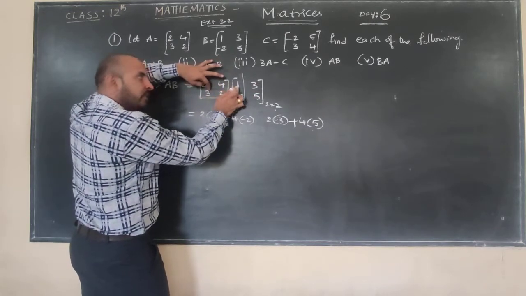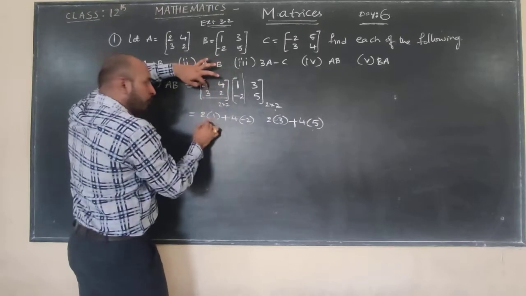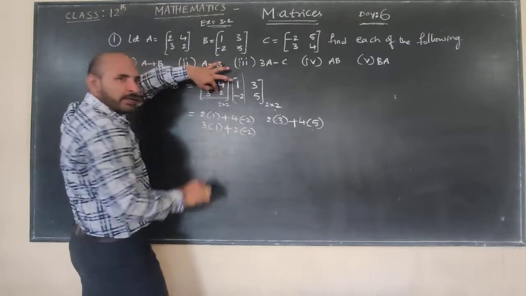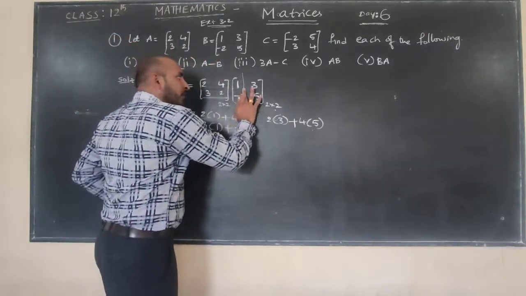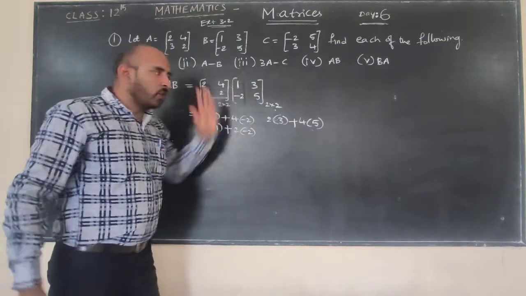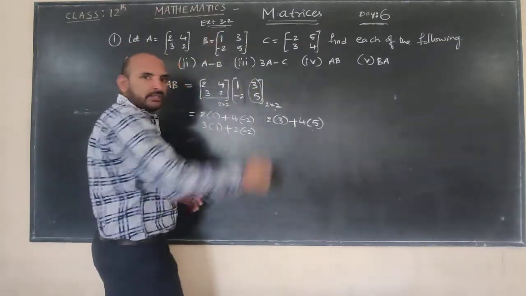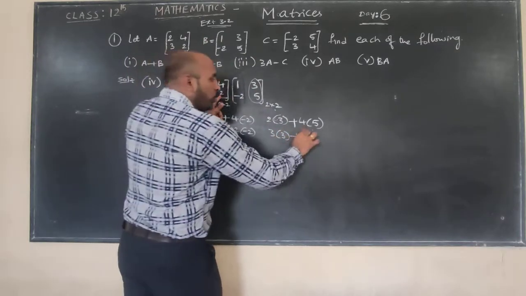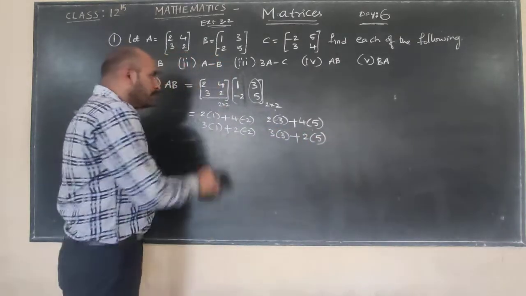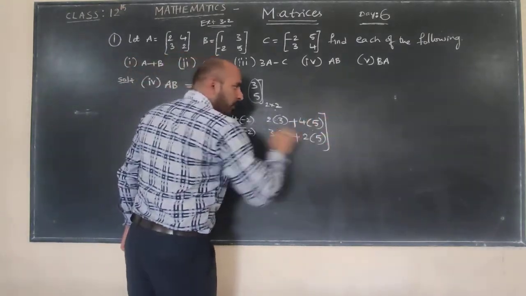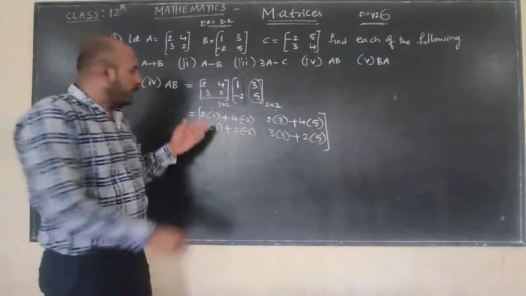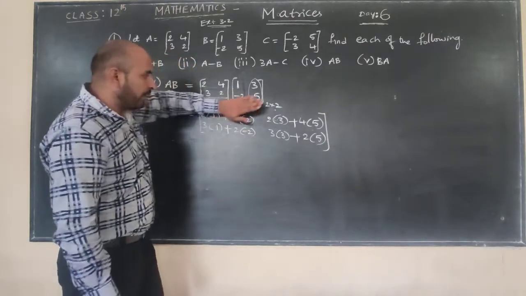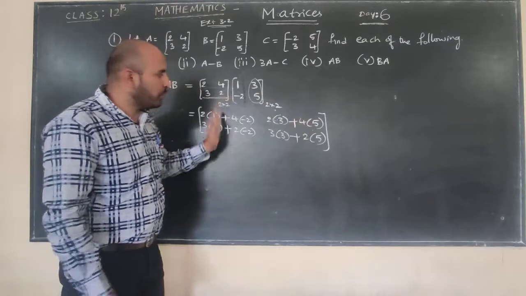Corresponding positions: here first element, here also first element; here second element, here also second element. 3 into 1 plus 2 into minus 2 completed. So now second row with second column elements: 3 into 3 plus 2 into 5. Don't put commas, and you have to put a separate space for each and every element. This is one element, this is the second element, third element, fourth element, totally 4 elements.